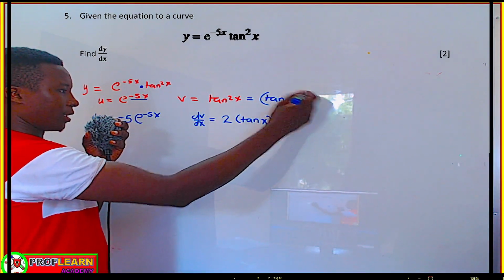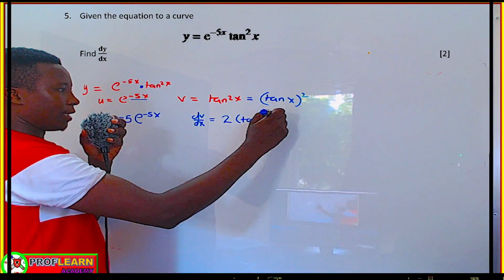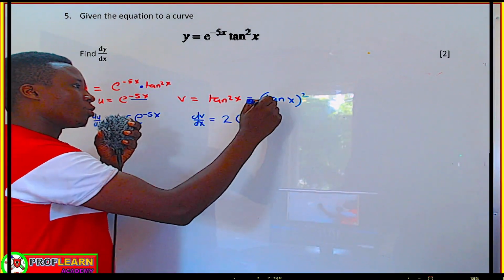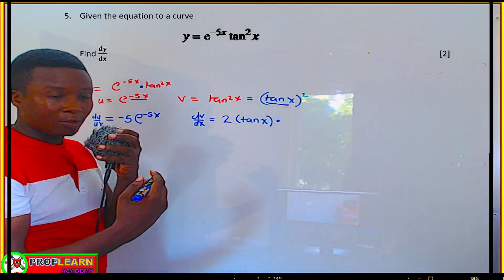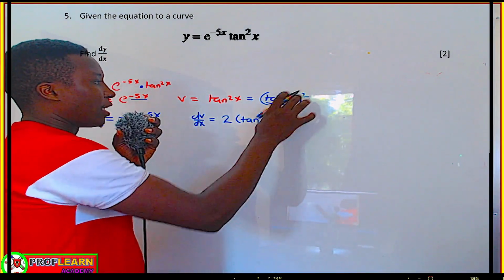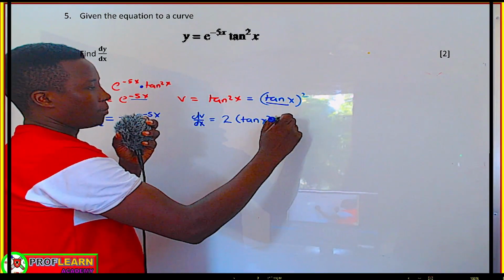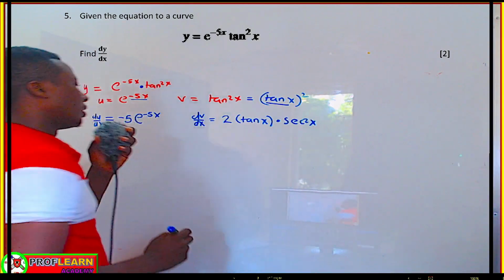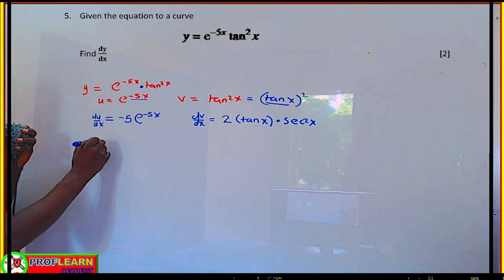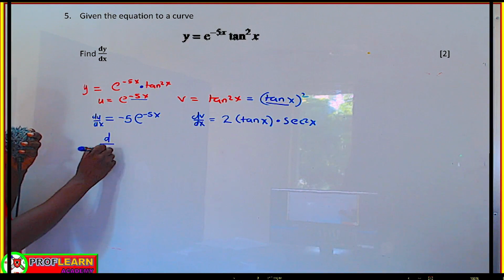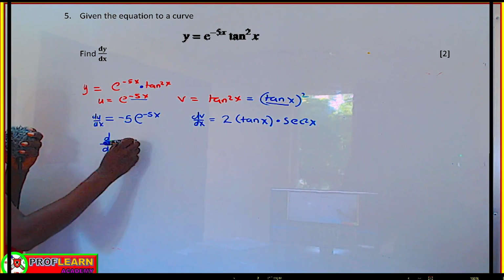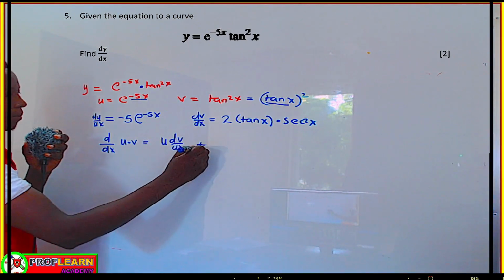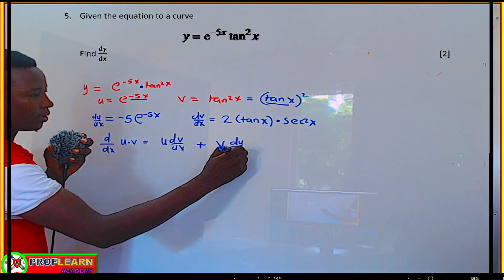Of course, when we take the power down, we're going to decrease the power by 1, and that's going to be actually 1 at the top. Now, once you have done that, you go to the inner function. You again differentiate it without looking at the power, and that's going to be sec squared x. So, using product rule, we know that the product rule for uv is u dv/dx plus v du/dx.